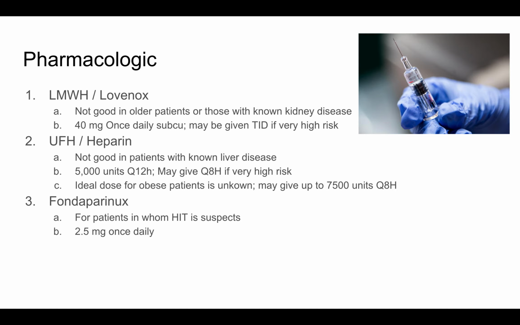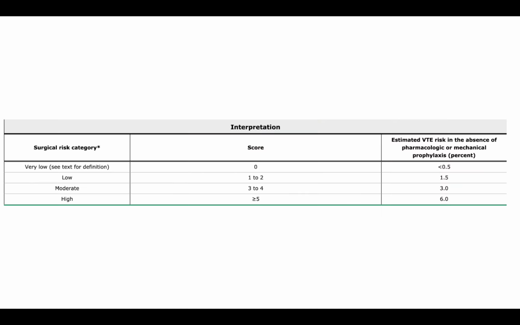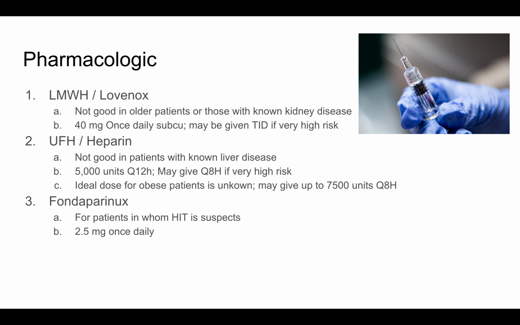But like I said, for the most part, most of our patients fall into that moderate to high risk category, and so most of our patients require pharmacologic assistance with VTE prophylaxis. So you have a few options for these patients. Low molecular weight heparin, or Lovenox, is the one that we use, I think, most often. It's something to consider if you have a much older patient or those with known kidney disease.